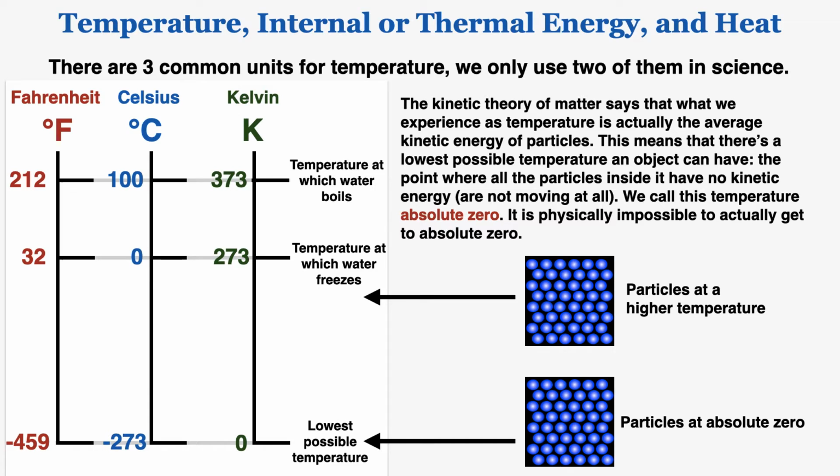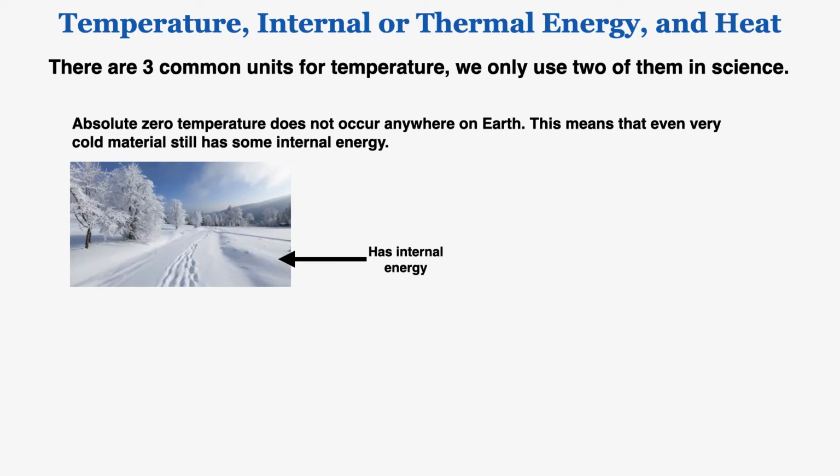That's actually how the Kelvin scale was developed. It started from a point of absolute 0. It's negative 273 on the Celsius scale and negative 459 on the Fahrenheit scale. So there is a lowest possible temperature that you can reach. Absolute zero temperature does not occur anywhere on Earth or actually anywhere in the universe, and this means that even very cold material still has some internal energy.